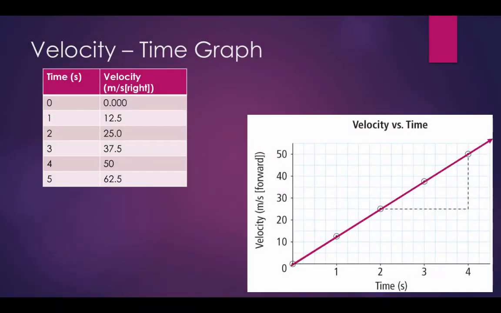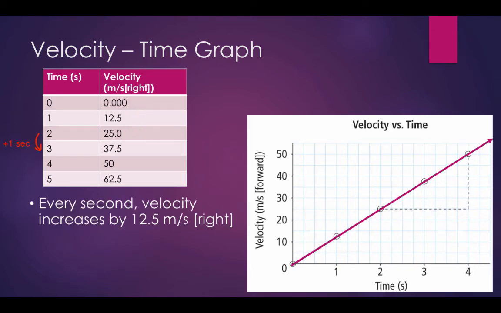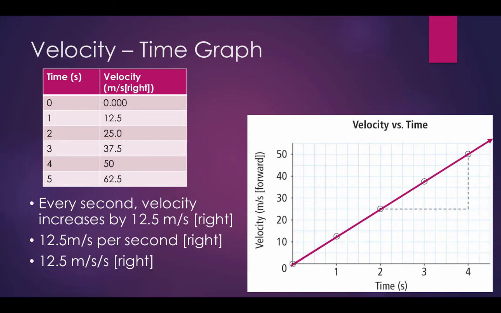This does not indicate uniform motion. This is not a position time graph. This is a velocity time graph, and this straight line indicates uniform acceleration. If we look at our velocity time data, it can be seen that every second of travel, the velocity is increasing by 12.5 meters per second to the right, which is equivalent to 12.5 meters per second per second to the right. Our final answer is 12.5 meters per second squared to the right. This indicates that for every 1 second of time, the velocity is increasing by plus 12.5 meters per second.